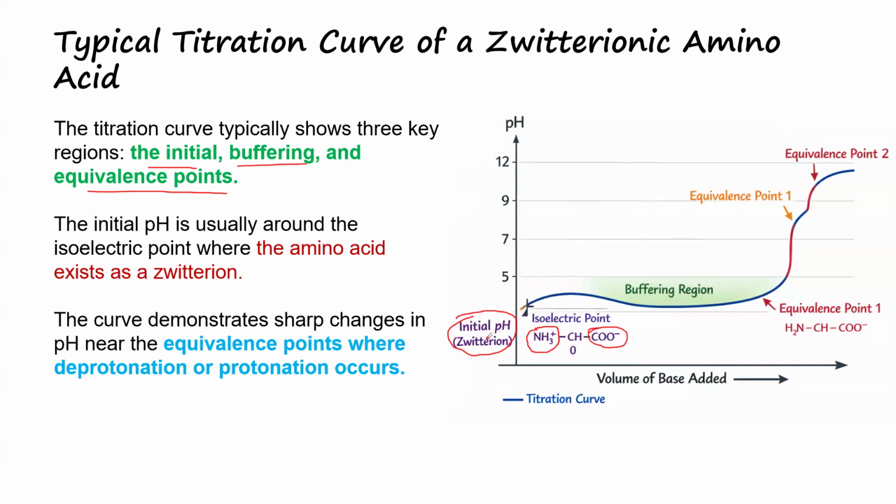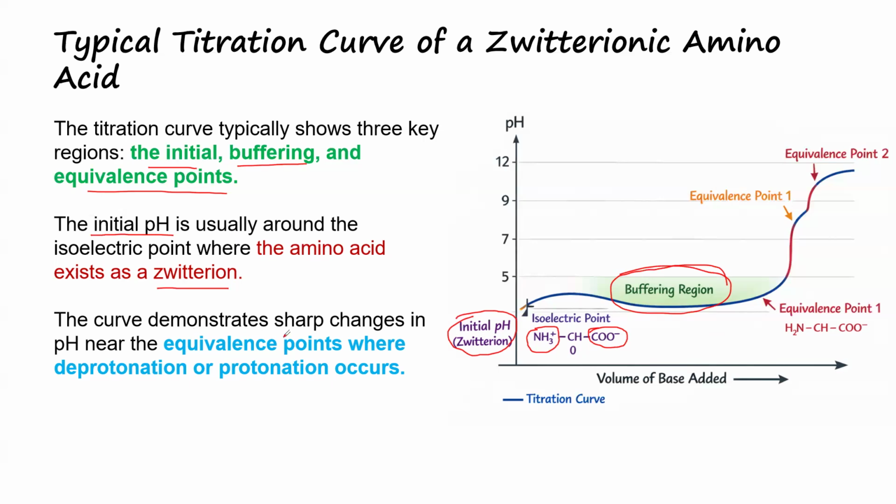That is the initial state. And as you can see, the initial pH is usually around the isoelectric point, where the amino acid exists as a zwitterion. So that is the most important thing that you need to understand. So this is the initial pH, where the pH is around the isoelectric point, and the amino acid exists as a zwitterion. And then we also have a buffering region. So this is a buffering region, and then we also have the equivalence point.